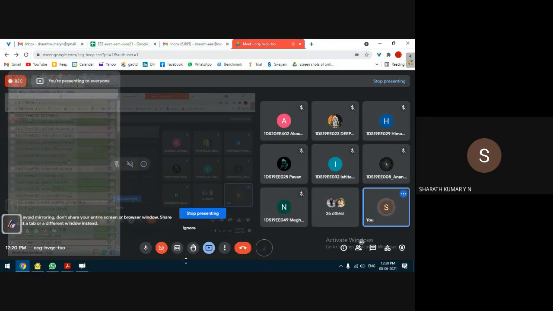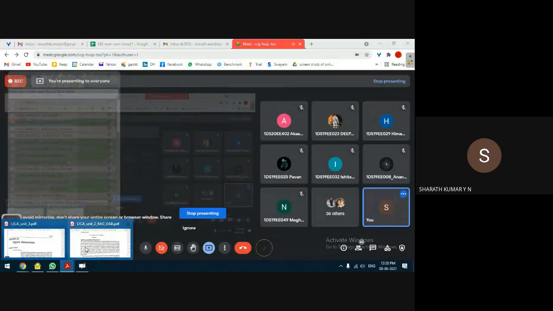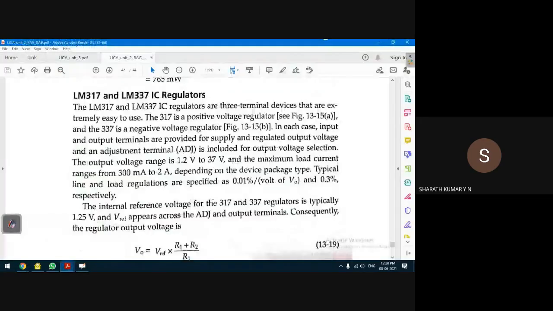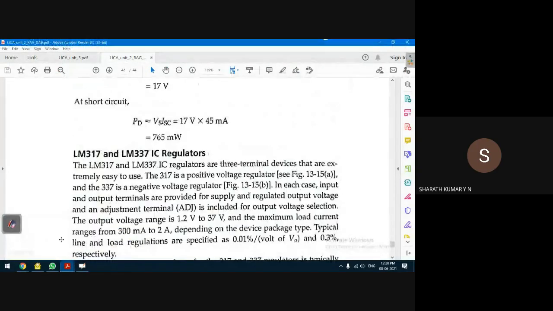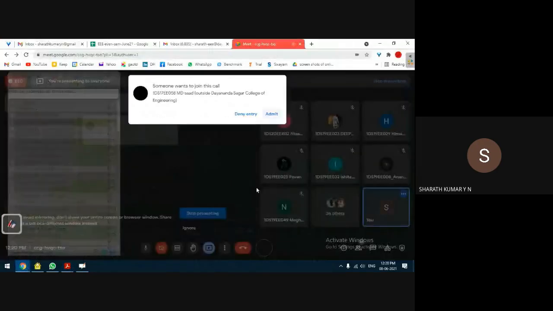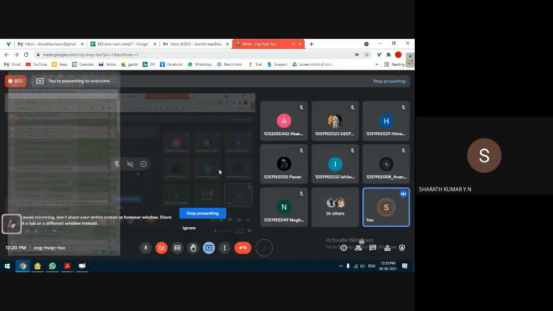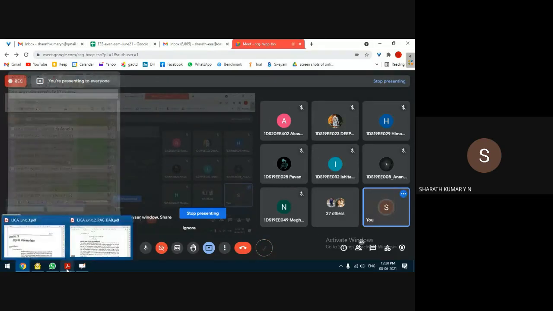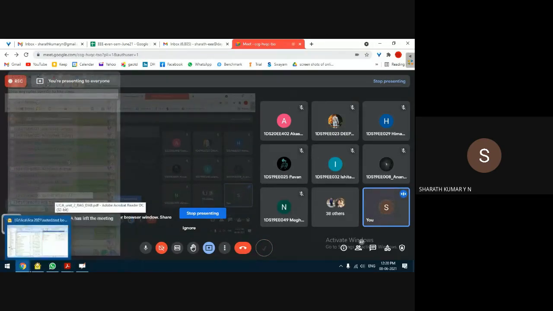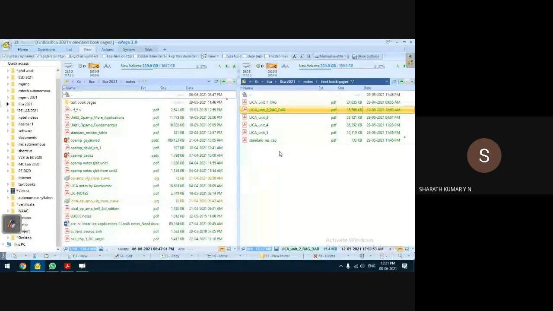Okay, so let us continue the discussion. Last class, we discussed the voltage regulator. We discussed two IC-based voltage regulators, 317 and 337. One is a positive voltage regulator, the other one was a negative voltage regulator. So with that, it completes the regulator module.